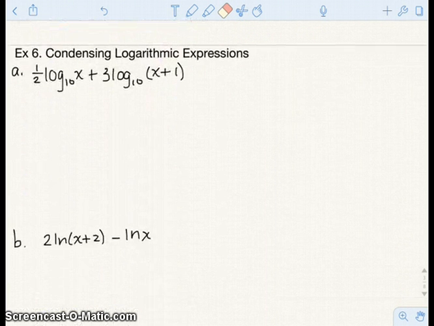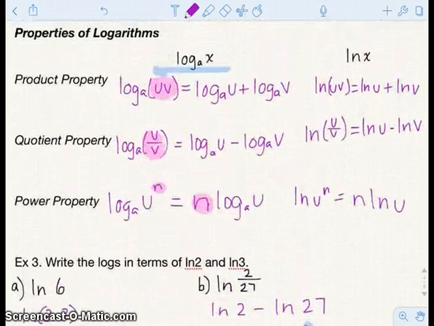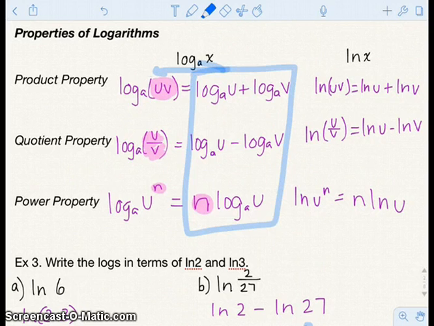Okay, I'm going to look at condensing logs. So if I have this, I'm basically making sure I don't have any coefficients, I don't have any addition of logs, I don't have any subtraction of logs, because those are all things that I can condense. So if I look at my properties, I'm going from this side here to this side here.